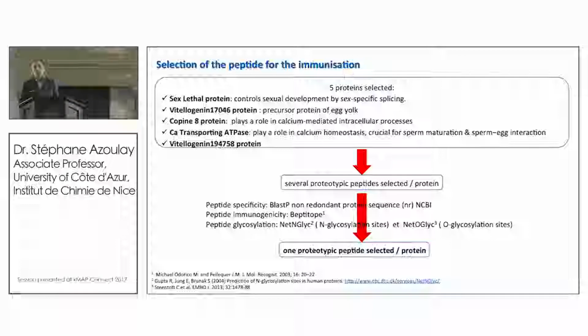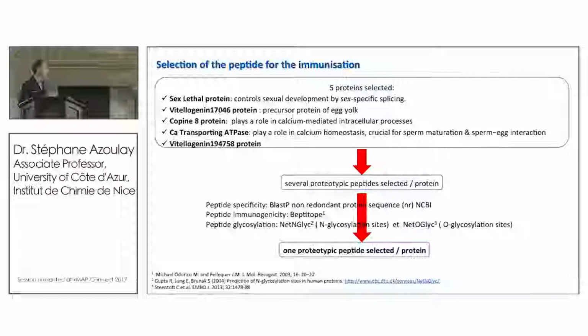At this stage we didn't want to develop antibodies against the proteins, but against peptides which represent the protein. So we selected several proteotypic peptides, around 5 or 6 per protein, which were identified by HPLC-MS spectrometry. And we applied several tests on these peptides to select the best one for immunization.